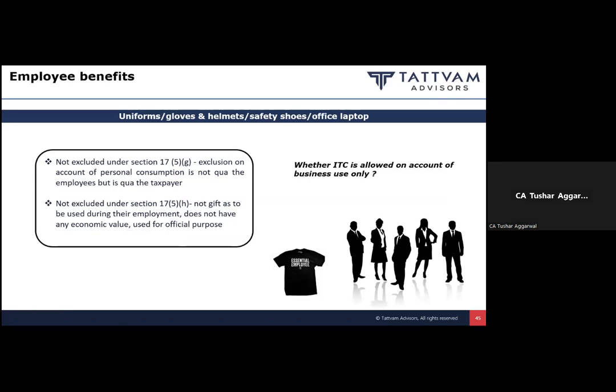Now, when we talk about uniform, gloves, helmet, safety shoes, office laptops, credit is available. Department at ground level, we have seen denying it, stating that this is used for personal consumption.